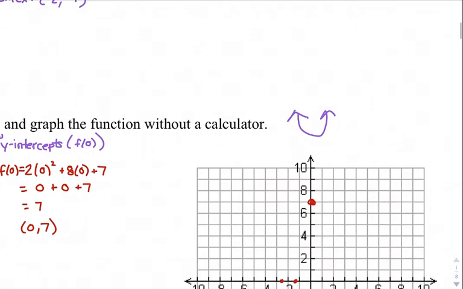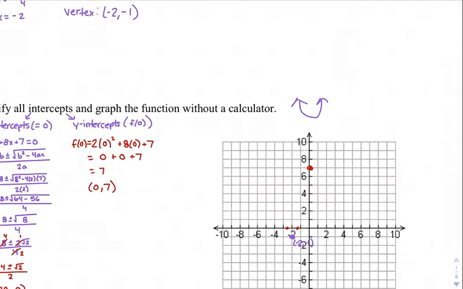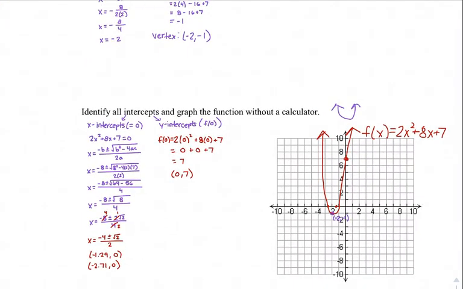So I know it opens upwards from step 1. I have my vertex in purple, and then all my red are my intercepts. So now all I have to do is connect the dots. Lastly, you always have to remember to label your function. So it's f of x equals 2x squared plus 8x plus 7. So that's how you figure out the vertex and then how to graph your function without a calculator. So we have to remember our x and y intercepts.